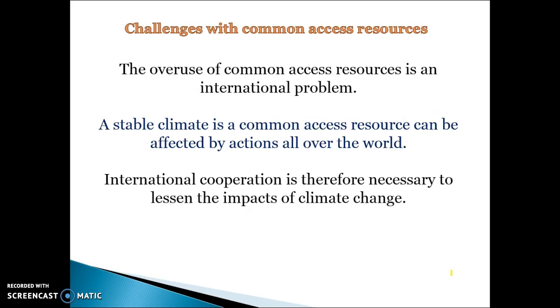Unfortunately, there are challenges with common access resources. Often, these common access resources require international cooperation because, for example, something like a stable climate relies on cooperation from countries all around the world to have its desired effect on reducing emissions. So international cooperation is therefore necessary to lessen the impacts of climate change.